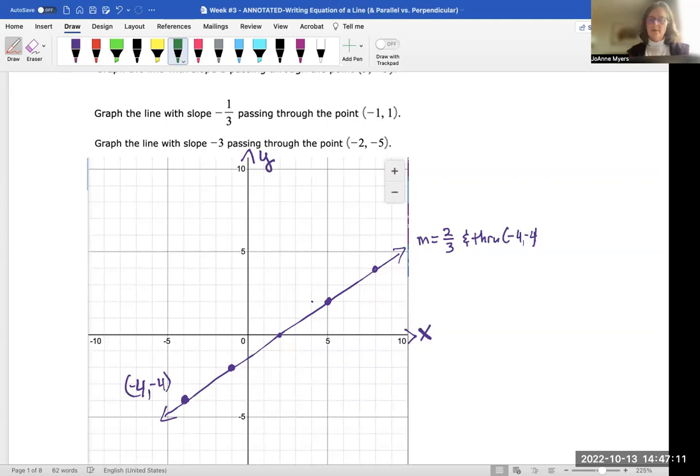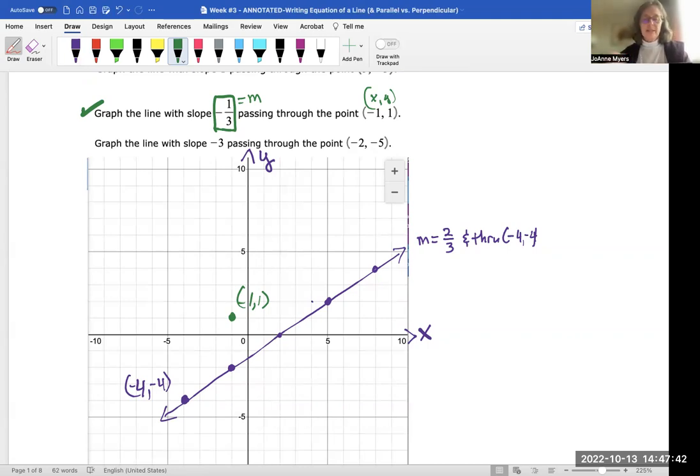I'll do one more. Here we go. Graph the line that has slope -1/3, passes through this point -1, 1. So -1, 1 is right there. You put the parentheses around the two numbers separated by a comma. That tells everybody reading this that, hey, these two different numbers represent one location on the graph.